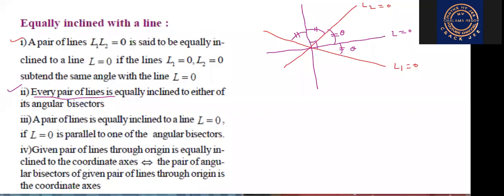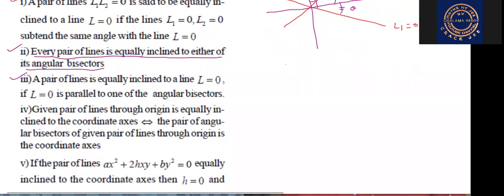Every pair of lines is equally inclined to either of its angular bisectors. There are two angular bisectors. This is one, this is two. Both are equally inclined to the pair of lines. Okay. Next, I am going to the third point.